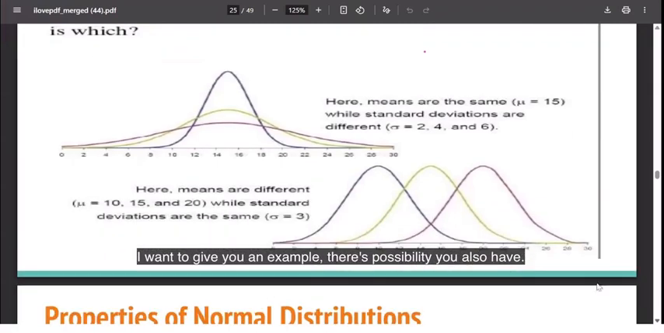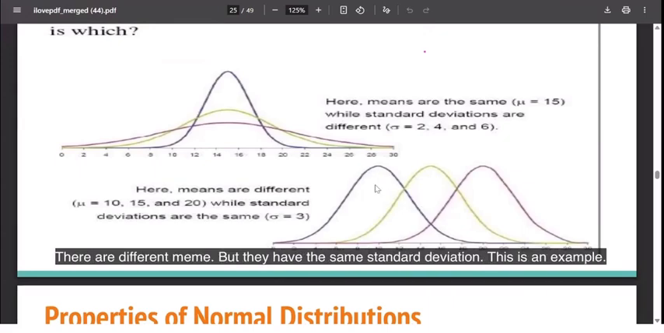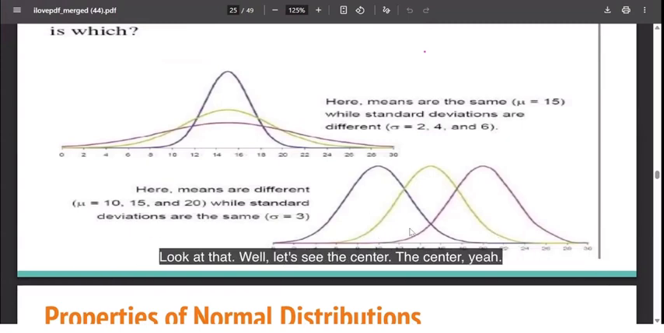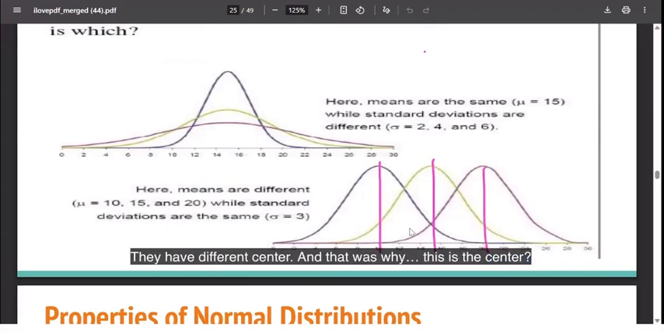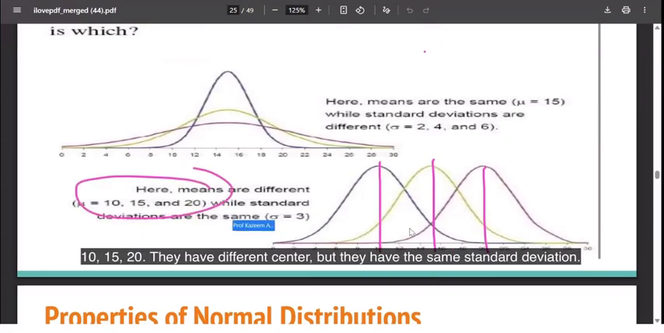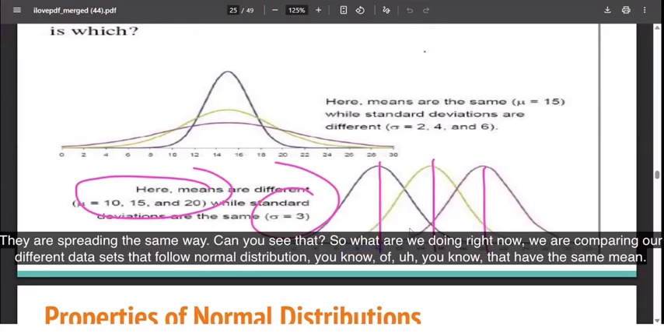There's a possibility you also have three different data sets that have different centers. They have different means, but they have the same standard deviation. This is an example. Look at that. The center here is the center for that one, the center for this one, and the center for the other one. If you read it out, they have different centers, 10, 15, 20, but they have the same standard deviation. They are spreading the same way.